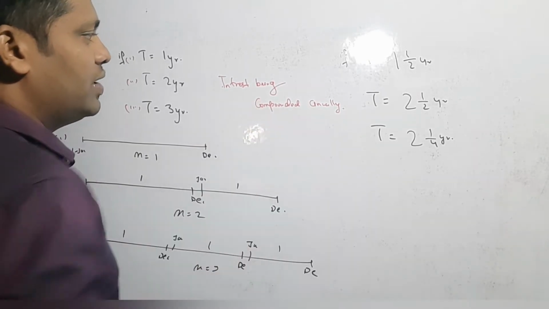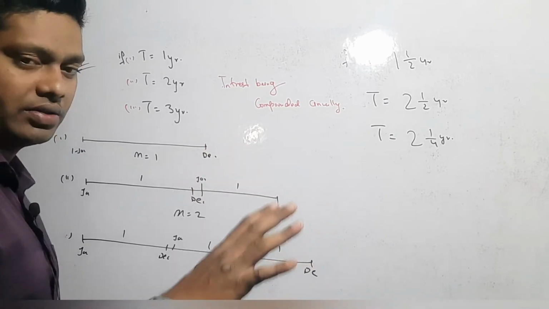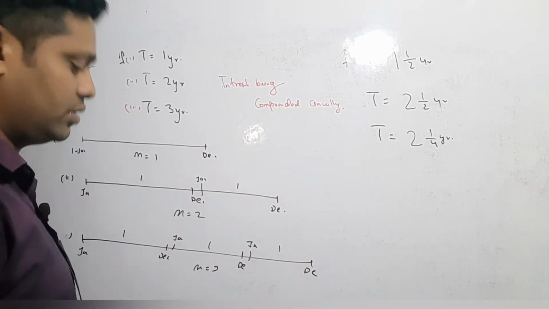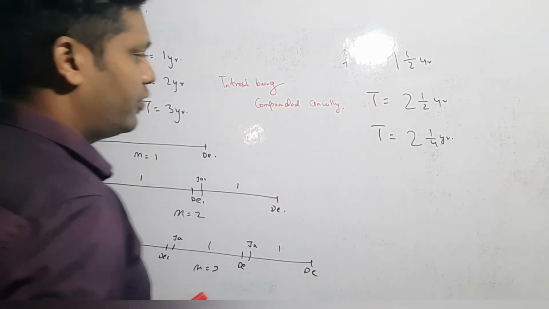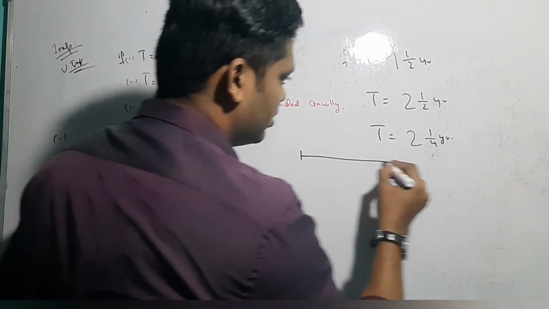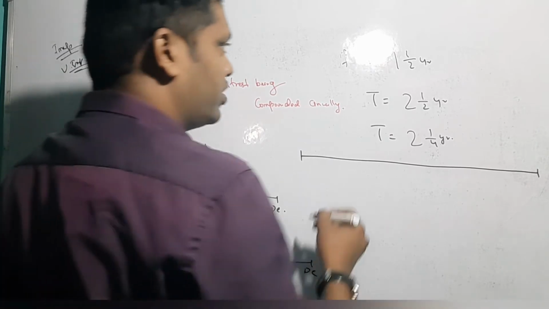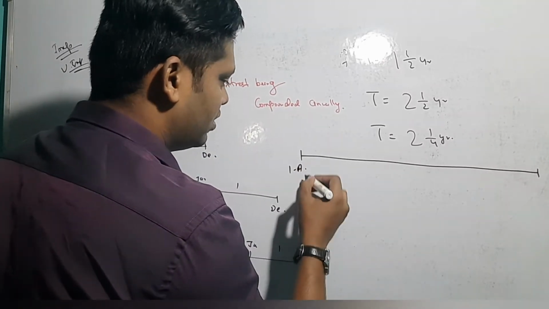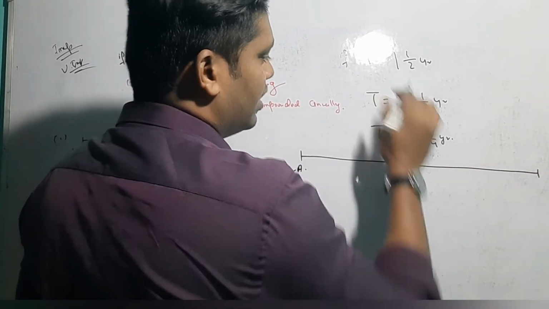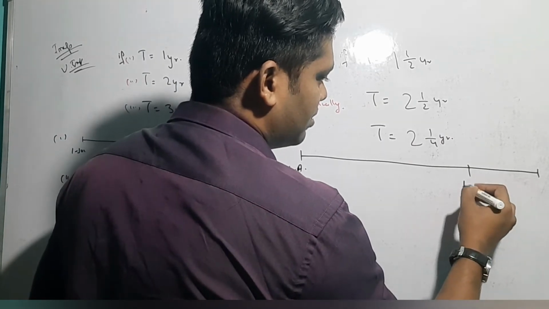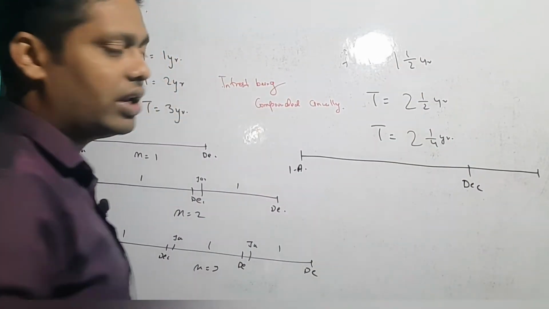So interest being compounded annually means in a year I have to pay only once. Keep that in your mind. So I have to draw the time axis again. Is there any use of the time axis? It will be easy for me. So it's an explanation. Start with 1st April, December. We'll start with 1 year, na? Is it more than 1 year or less than 1 year or 1 year?